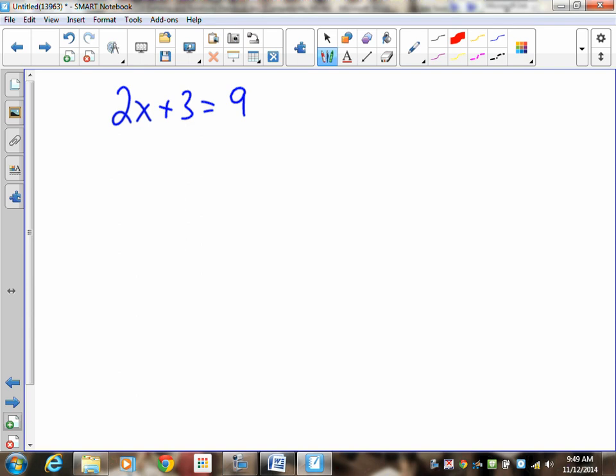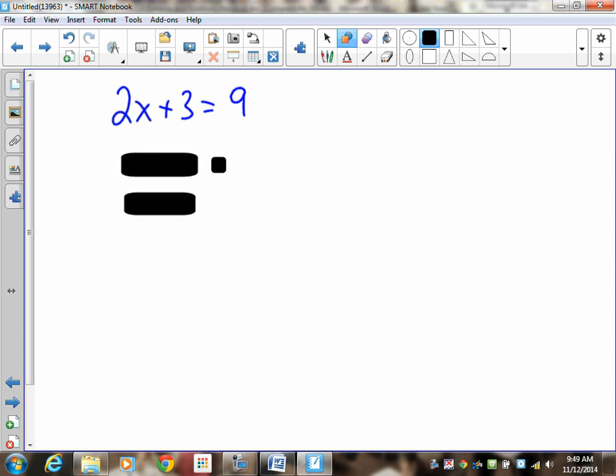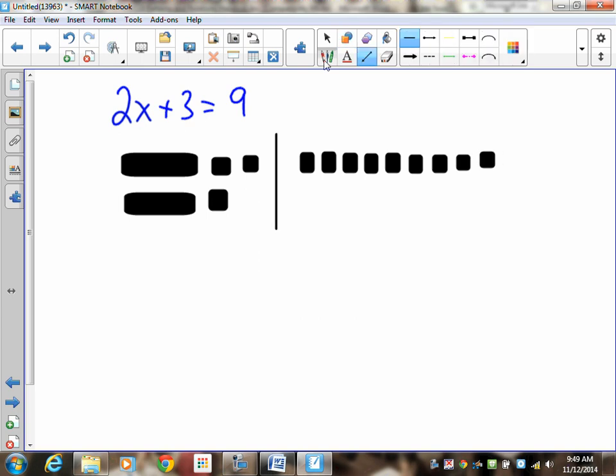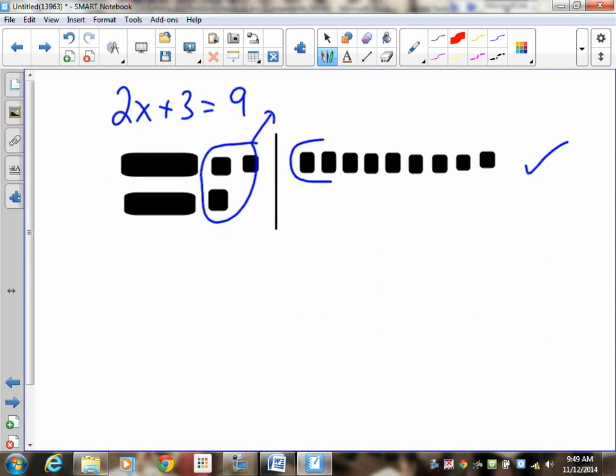Alright, welcome back. First thing you need to do is to draw 2X plus 3 on the left-hand side. 1, 2, 1, 2, 3, and then 1, 2, 3, 4, 5, 6, 7, 8, 9 on the right-hand side. And there's your equation. If you do that, give yourself a mark. And now you have to get rid of these 3 on the left and the matching 3 on the right. If you did that, give yourself a mark.